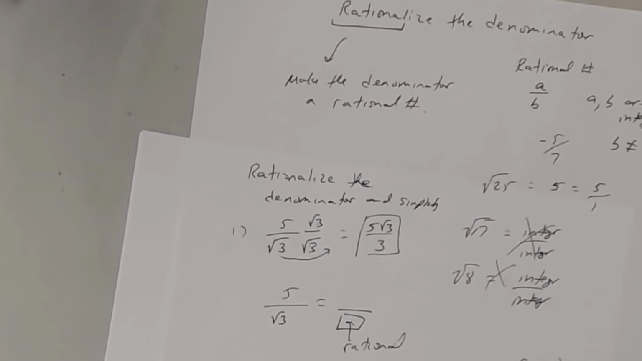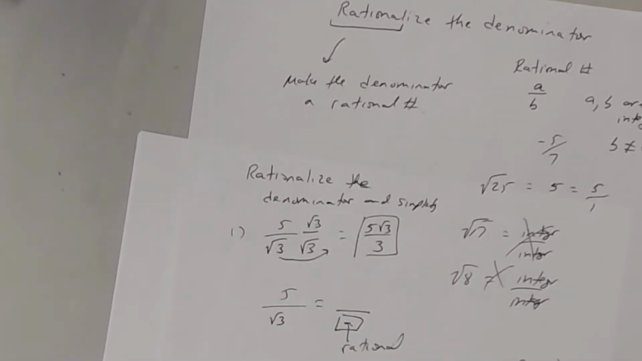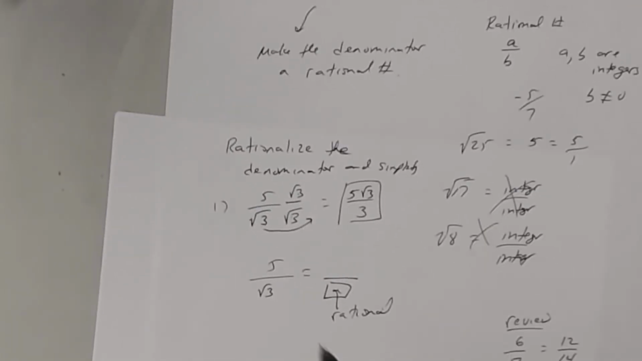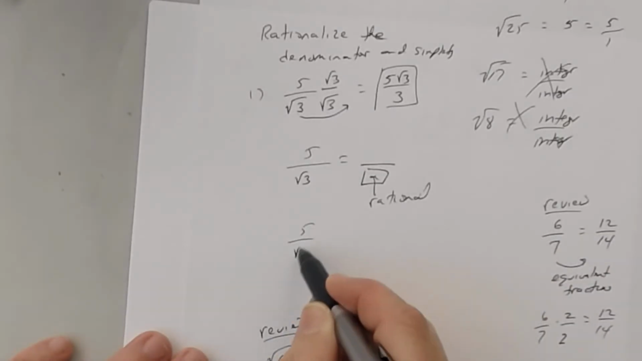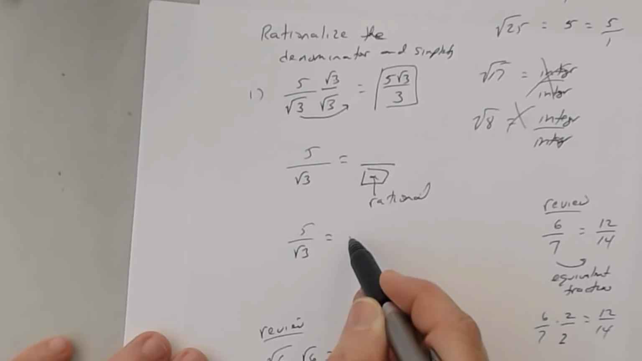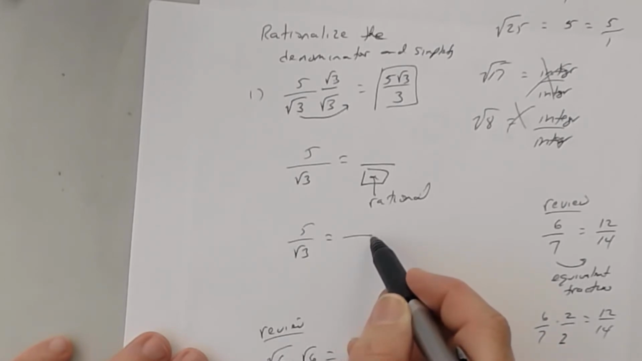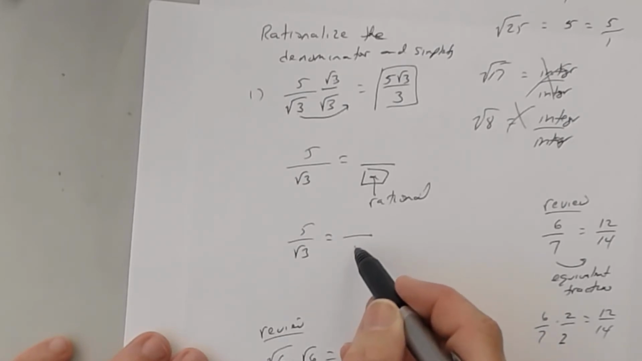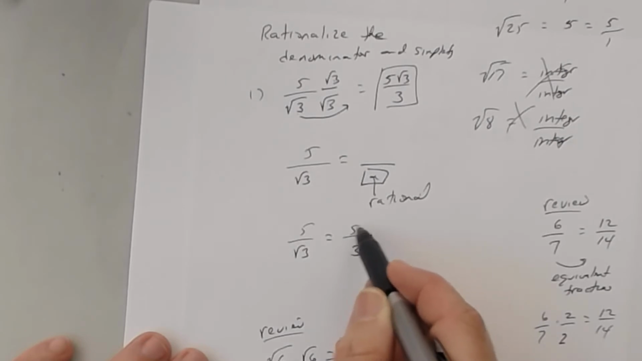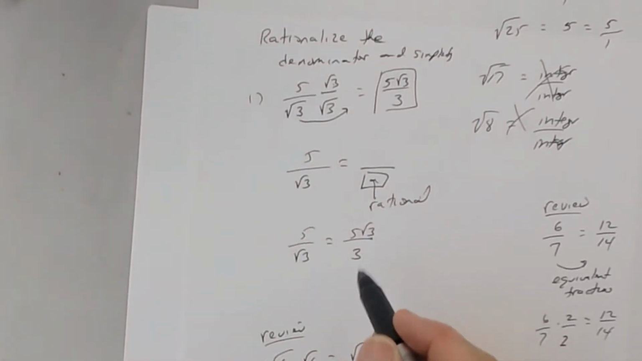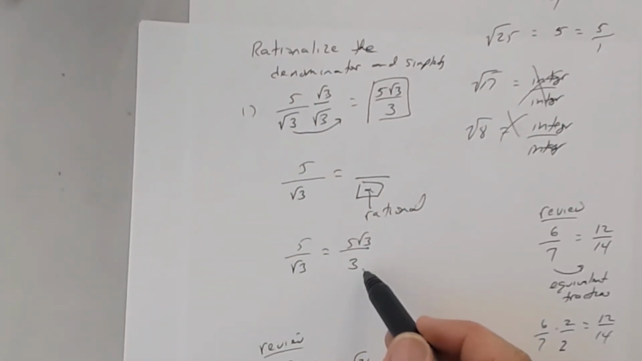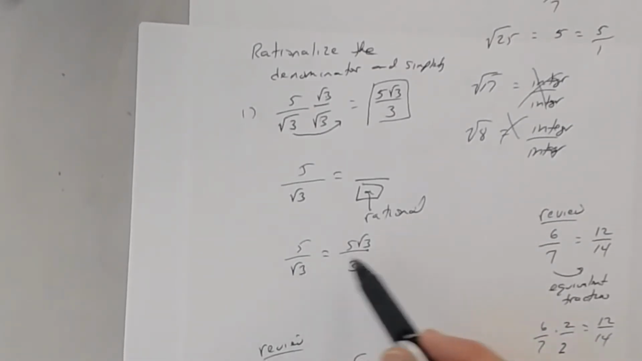And what kind of number is this denominator now? 3 is a rational number. So 5 divided by the square root of 3 is equivalent to what fraction with the denominator 3? 5 square root of 3 over 3, where 3 is now a rational number. So this and this are the same thing.